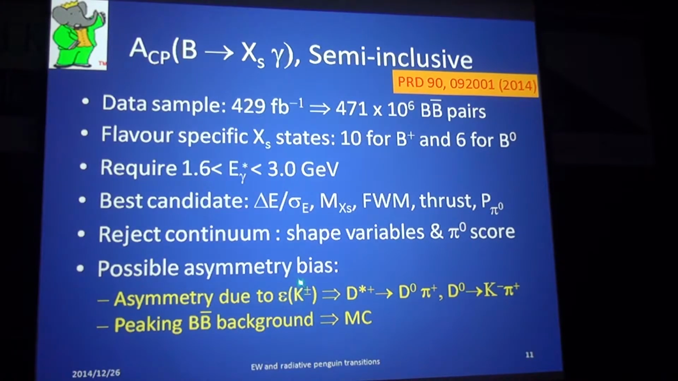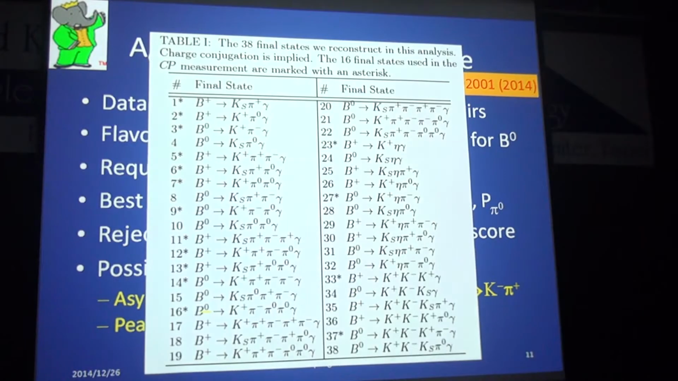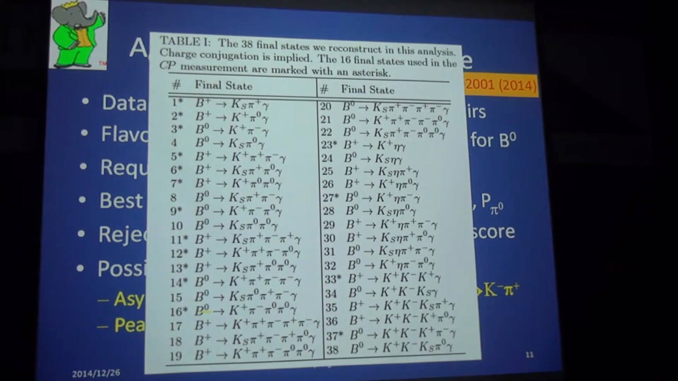For instance, maybe K plus and K minus have a different acceptance or efficiency in the detector. So they use the D star plus data to calibrate the kaon finding efficiency, to know if there's any difference between the positively charged and negatively charged modes, and they also consider possible peaking background from the Monte Carlo. Okay, and these are all the 38 modes they consider, just as in Belle's analysis, but only 16 of them are flavor distinguishable. So for the CP asymmetry measurement, only 16 modes are used.